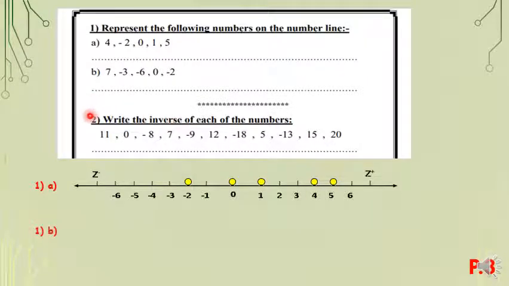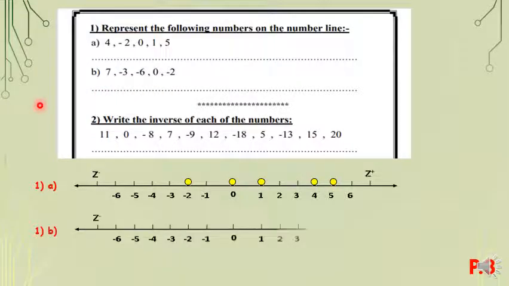Letter B. I want to represent 7, -3, -6, 0, -2 on the number line. So I'm going to draw the number line. 7, here we have 7. -3, here we have -3. -6, here is -6. 0, here is 0. -2, here is -2. And that's it.